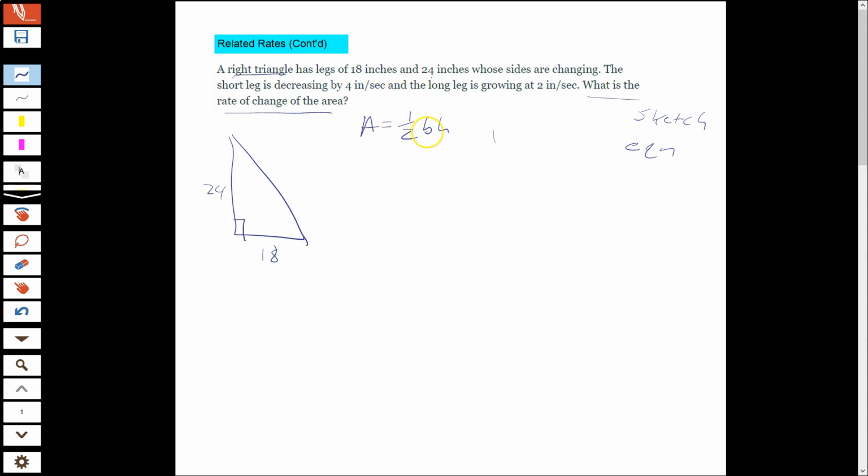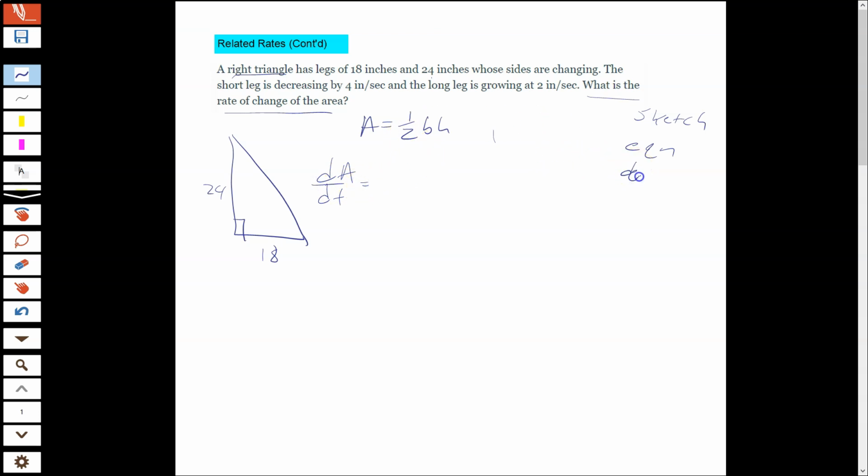And remember, we're going to treat this as a function of time. So all 3 of these variables are changing as time goes on. So our short leg is shrinking, our long leg is growing, and our area is changing in some way that we're not quite sure about yet. So you can imagine this triangle kind of stretching out and shrinking over time. We want the rate of change of the area. We're going to take the whole derivative of the whole thing with respect to time. dA/dt is the change in area with respect to time.